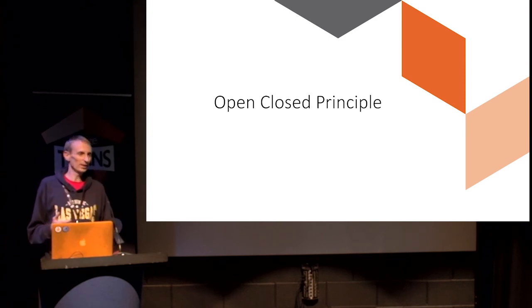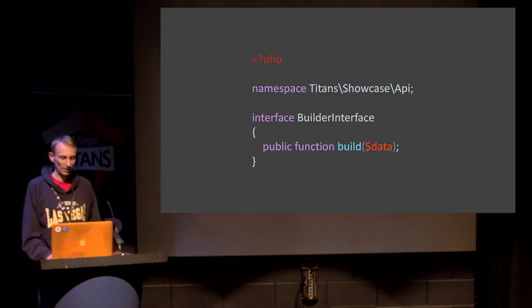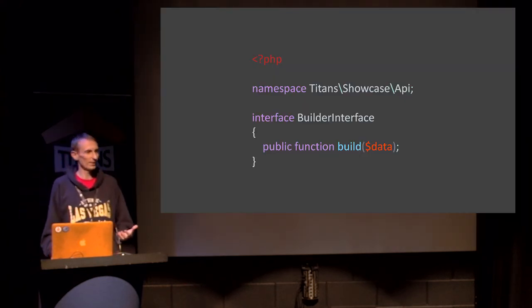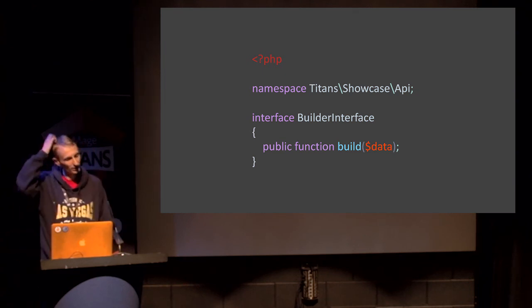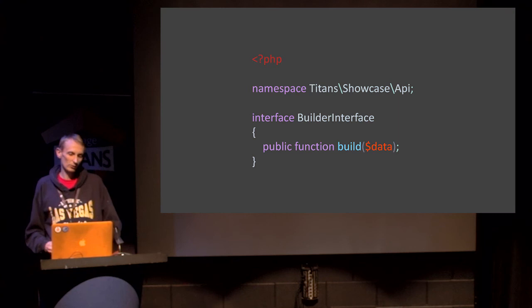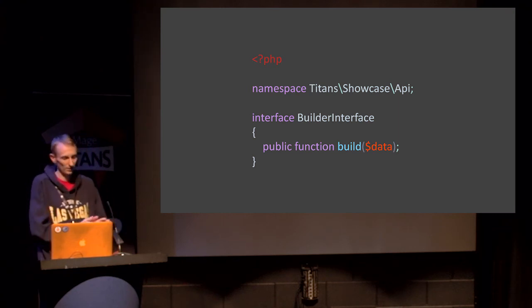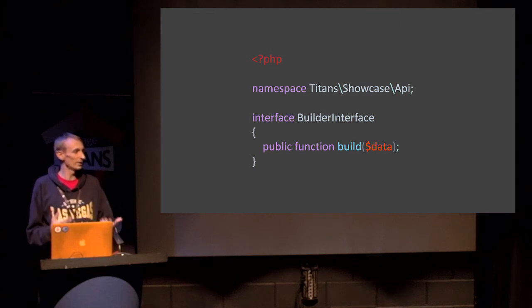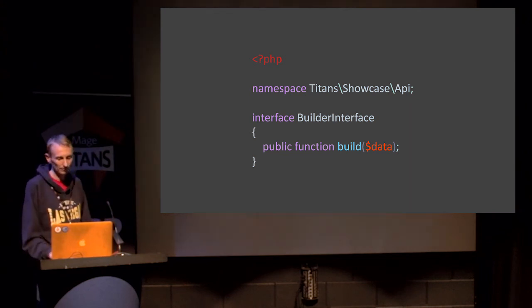So let's start by going down the Magento 2 route and adhere to the open-close principle by initially creating a builder interface. We know that we're going to have to build JSON and we're going to have to build XML. So inside of our API directory, we're going to create a builder interface. The namespace is Titans Showcase API. And we know that when we want to build a file, whether it be XML or JSON, we just want to have a build method that gets data passed into it.